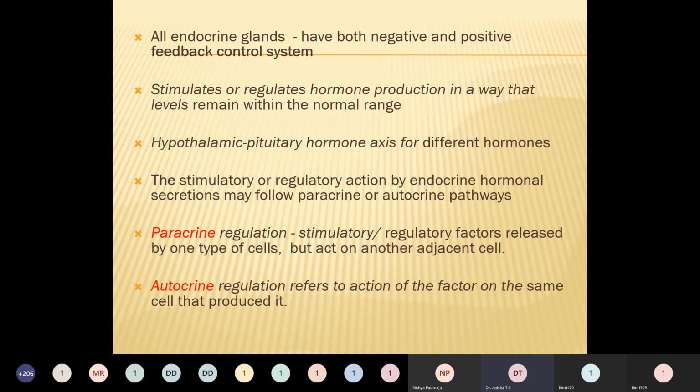The stimulatory or regulatory action by endocrine hormones may follow paracrine or autocrine pathways. What is paracrine and what is autocrine? Paracrine means that when the hormone or regulatory factor is released, it acts on a cell which is away from the place where it is released, or on some adjacent cell. Whereas autocrine is where the regulatory action occurs on the same cell that produced the hormone. That is the difference between paracrine and autocrine action.